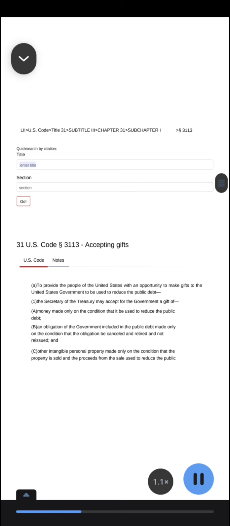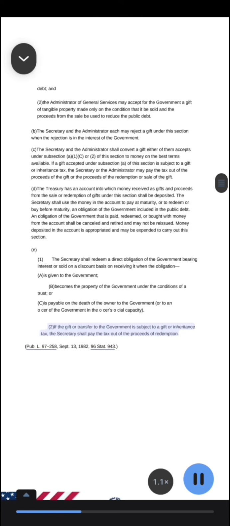Section 3113. Quick search by citation. Go. Enter Title 31 U.S. Code Section 3113, Accepting gifts. 2. If the gift or transfer to the government is subject to a gift or inheritance tax, the Secretary shall pay the tax out of the proceeds of redemption. Pub. L. 97-258, September 13, 1982, 96 Stat.